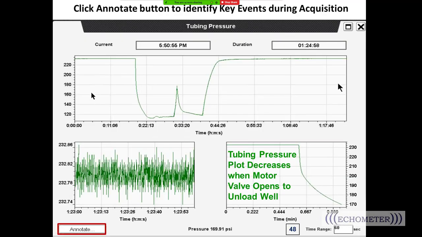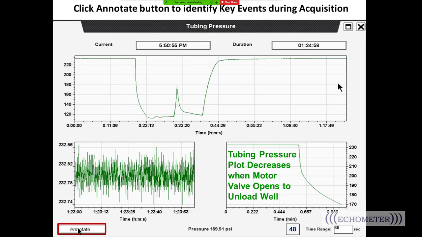Here's the tubing pressure signal for the entire time period that we collected data. Here is the pressure drop right there when we open the motor valve. There's a button called annotate. The annotate button's purpose is to record things that happen at the well, and we can use those annotations to analyze the trace at a later date, or you can identify problems that you see.